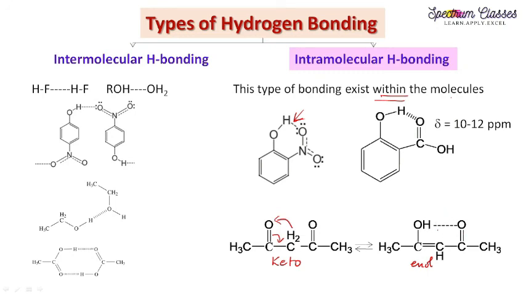Two molecules are not required here, as they were in the intermolecular case. It is within the molecule. In this way, one can understand inter and intramolecular hydrogen bonding. This is important because we are going to interpret the chemical shift value.